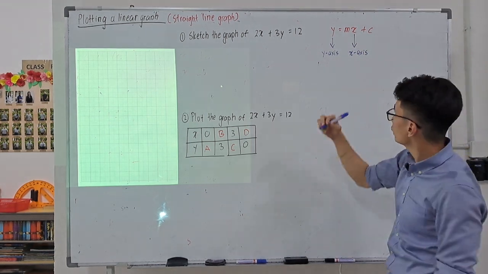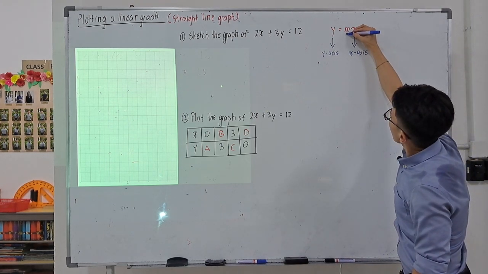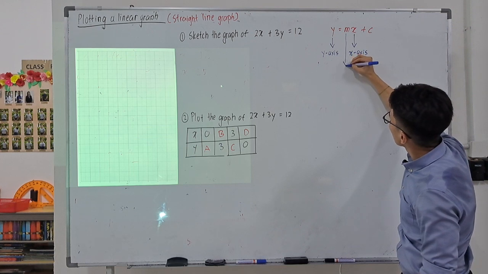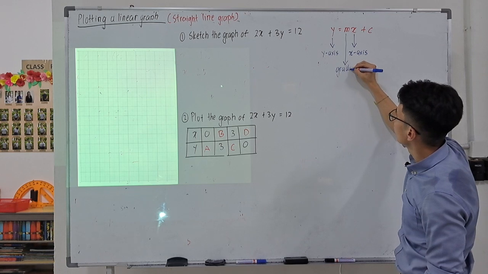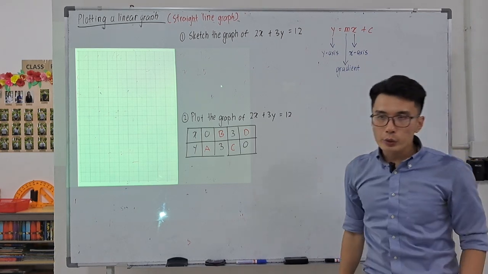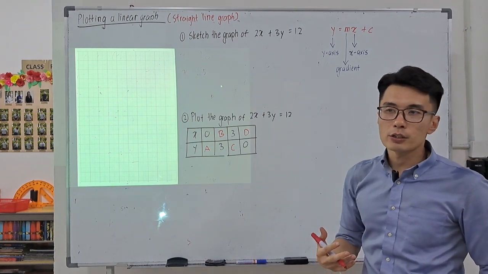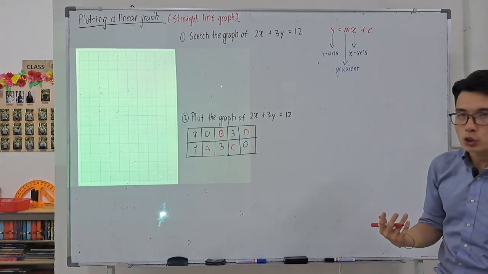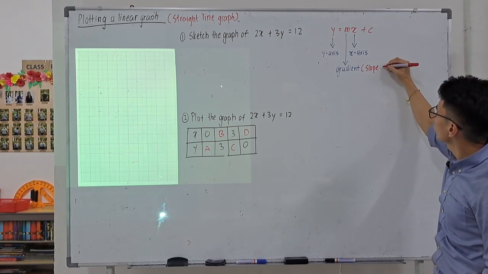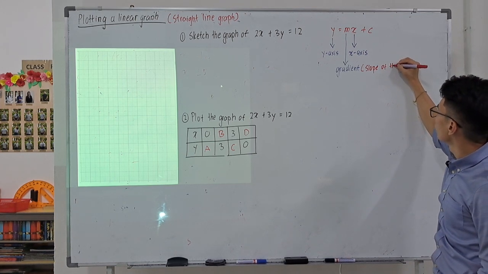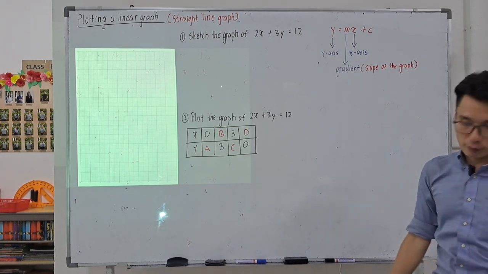But what I want to focus on is the m and c over here. Now the m over here stands for gradient. It stands for a gradient. Now what's a gradient? How I would like to say it, you use a simple word, a layman term, to describe gradient. It will be the slope of the graph. It will be the slope of the graph.